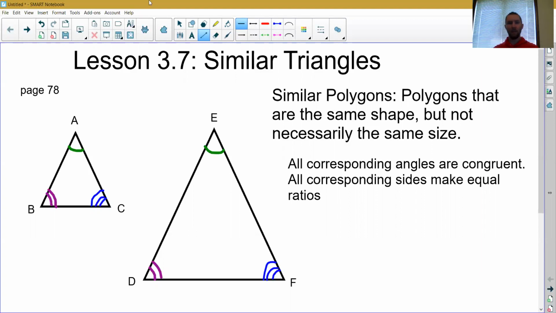In this case, angle A is congruent to angle E. They're the same measure because they're marked with the one arc. Angle B is congruent to angle D, marked with two arcs. Angle C is congruent to angle F. So all three corresponding angles are congruent to each other. That's this part: all corresponding angles are congruent.